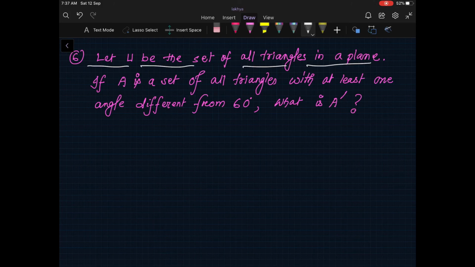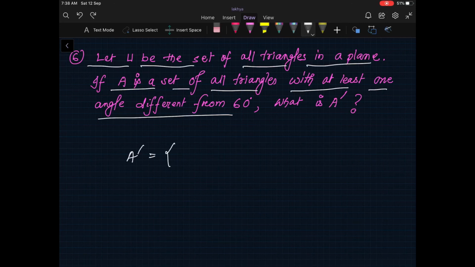Now let us solve question number 6. Let U be the set of all triangles in a plane, and A is the set of all triangles with at least one angle different from 60. That means maybe more than one angle is different from 60, but there should be at least one angle which is not equal to 60. So the complement of this set must be a set of equilateral triangles, having no angle different from 60.